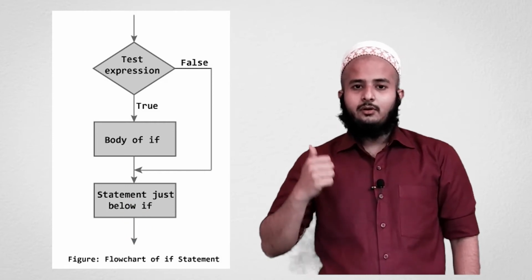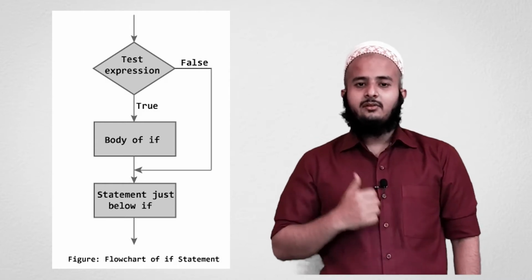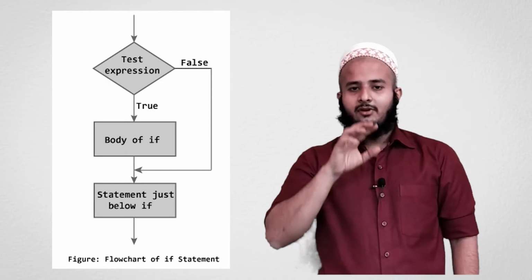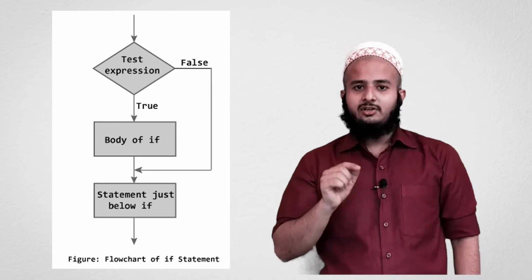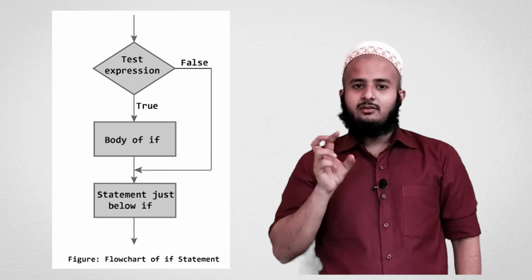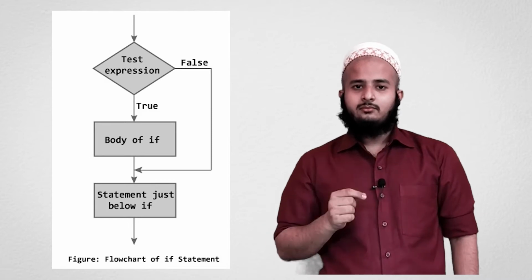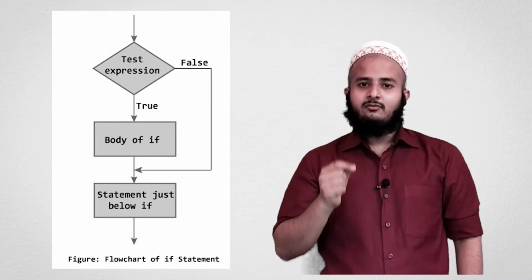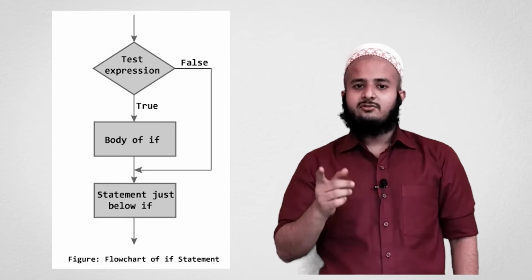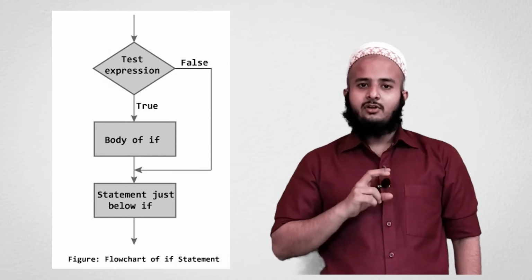For example, if you take the condition age is greater than 18 and the value of age is 10. Now understand the flowchart. When the control goes into the condition block, it checks whether the age is greater than 18, and in this case it returns a false result because the age is 10, which is less than 18, which is not greater than 18. So that's why it gives a false result. So it directly jumps to the code after the if statement.